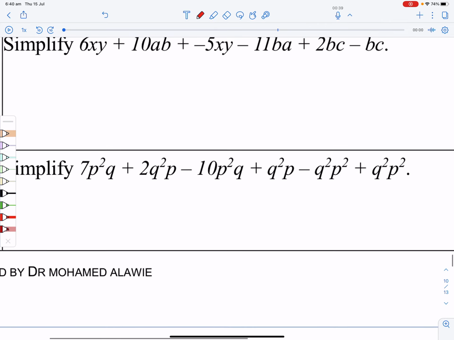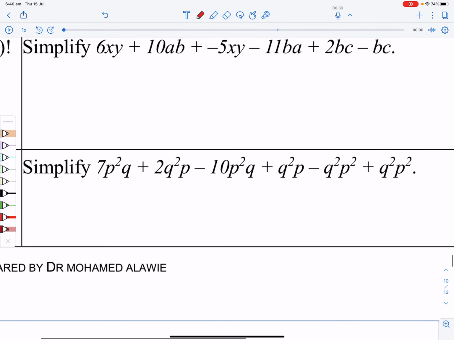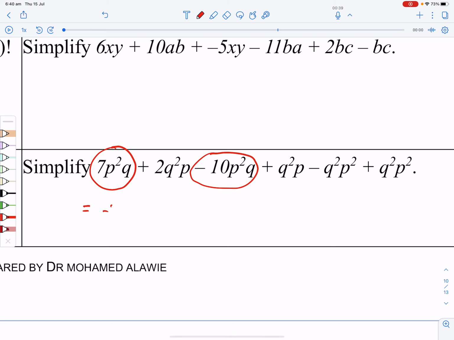You can see here, even with a question as long as this, it doesn't matter how many terms there are. This one's got 1, 2, 3, 4, 5, 6 terms. No problem. Let's have a look. 7p squared q minus 10p squared q. Those two are like terms. Now what's 7 take away 10? Minus 3. So minus 3p squared q. So those two are now finished.